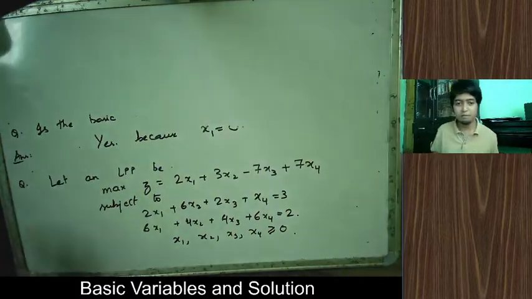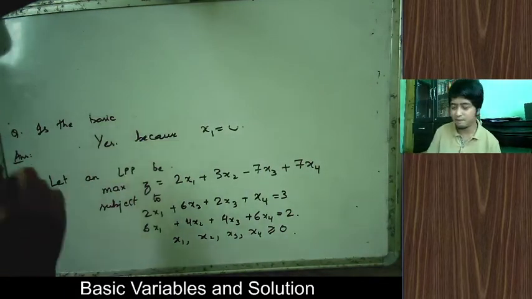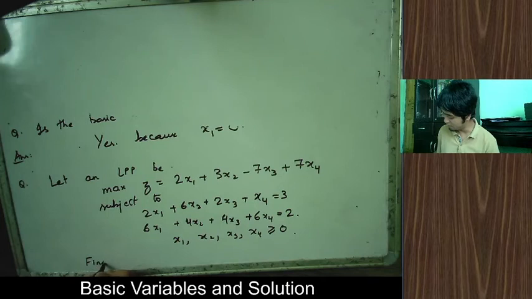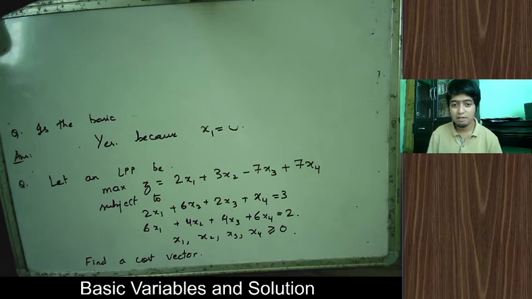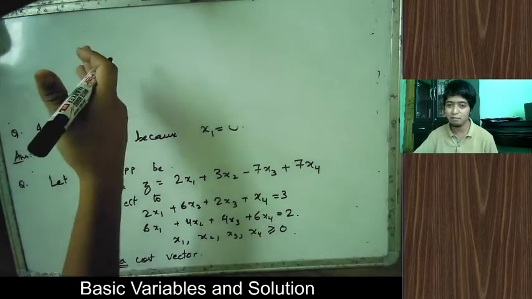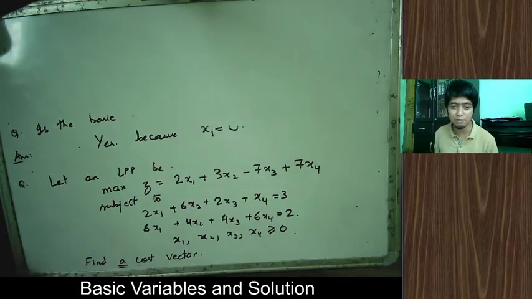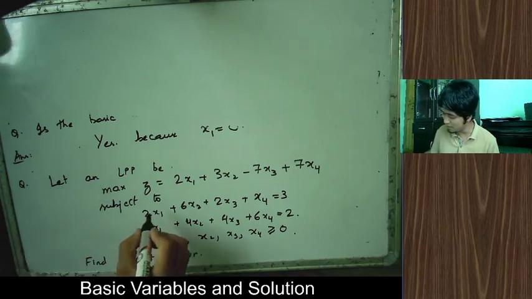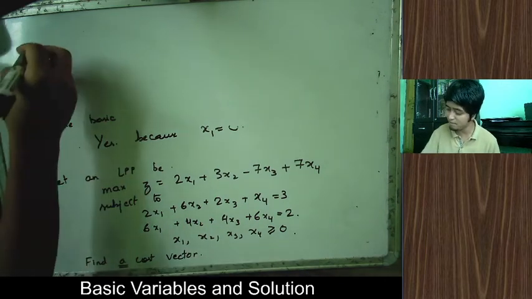Here what I want is to find a cost vector. Again, we say "a" cost vector because there can be many cost vectors depending upon the basic variables.